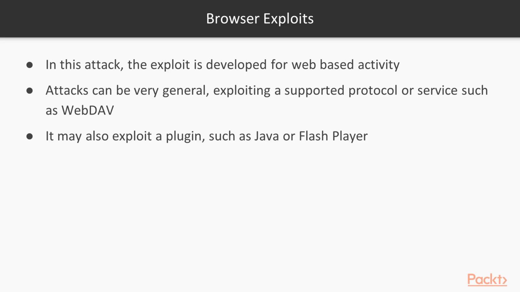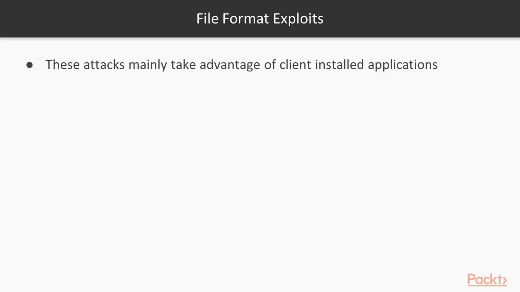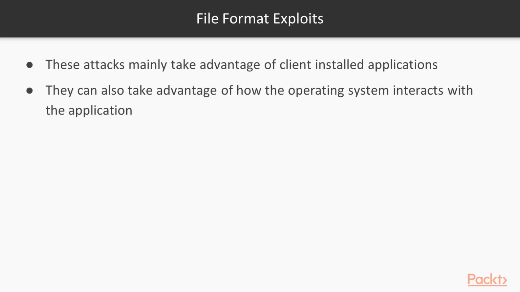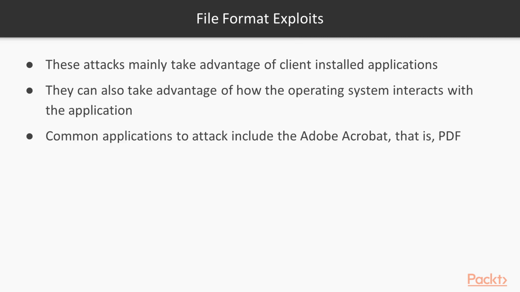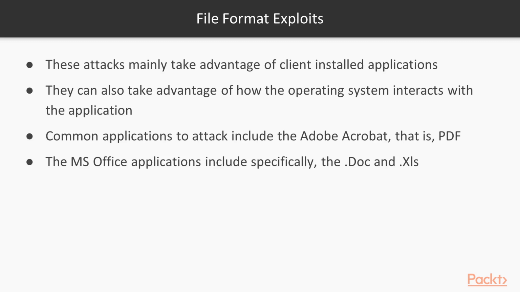Some other things that we might look at that are not browser-based would be things like the file format exploits. What these are, are attacks that majorly take advantage of client-installed applications that aren't necessarily network-based. They just happen to be how a client or a person interacts with files that are on either the network or their system itself. Some common applications would be like Adobe Acrobat, which are PDF files, or the MS Office applications such as .doc and .xls.